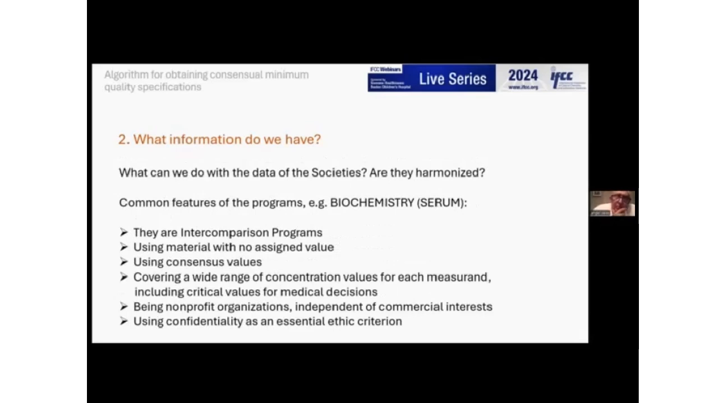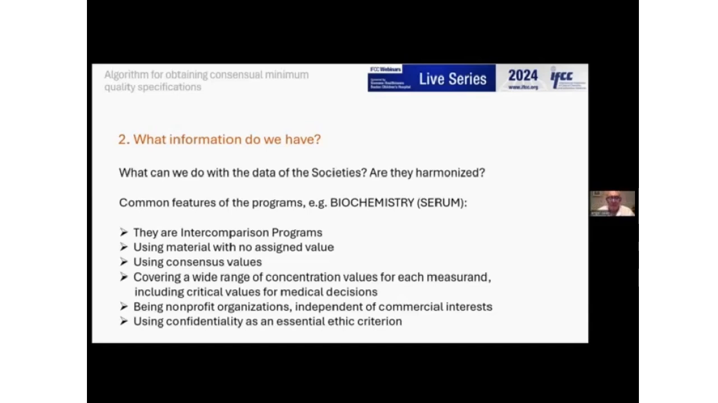The first problem we faced was, do we have harmonized data from the societies? Of course, if we start mixing peppers with tomatoes, what we will get is sofrito, which is for cooking. However, we have been lucky. The different societies, the framework of action with the programs is very similar. And as an example, to show all these common points, I take as an example the serum biochemistry program. And we will comment on common aspects.